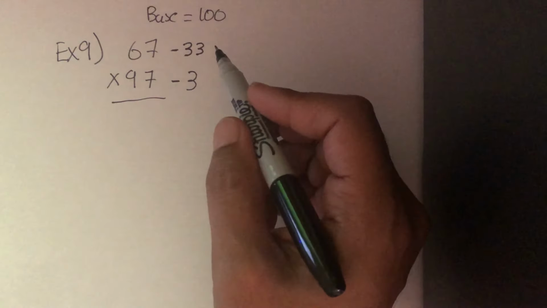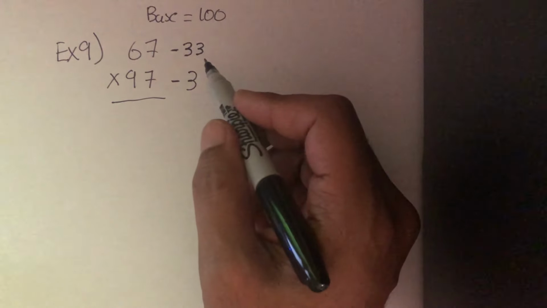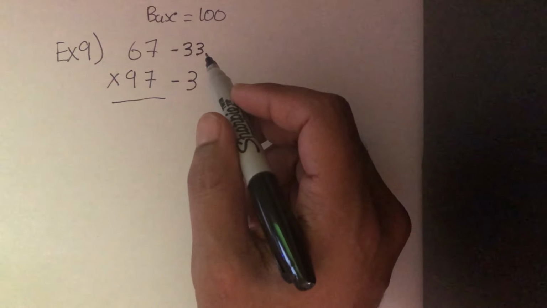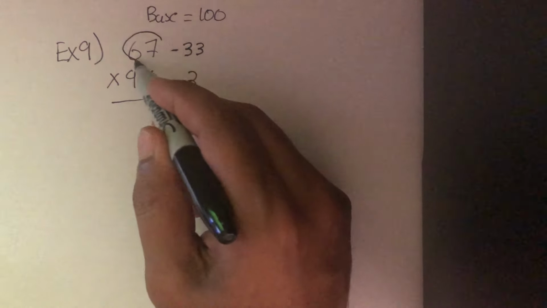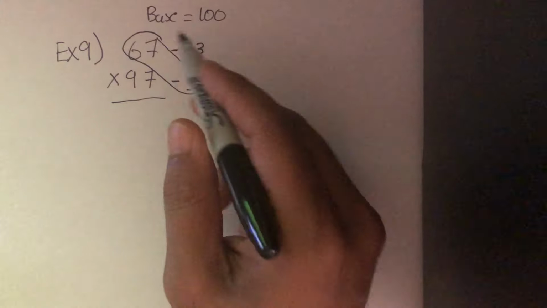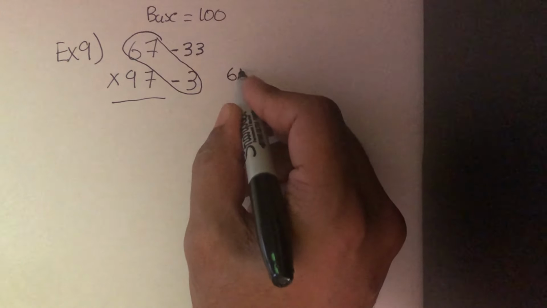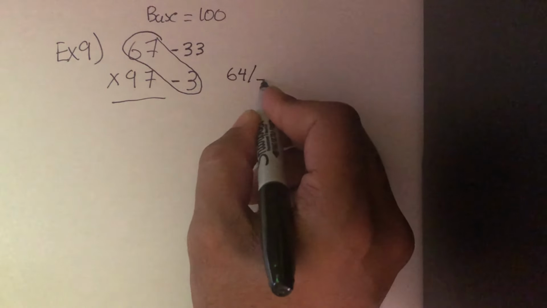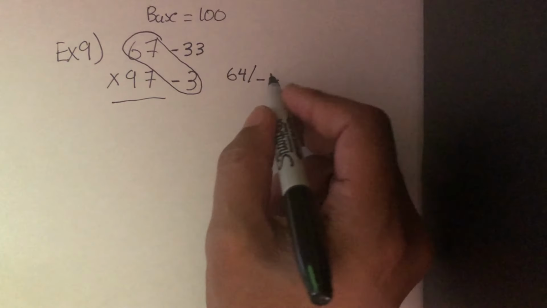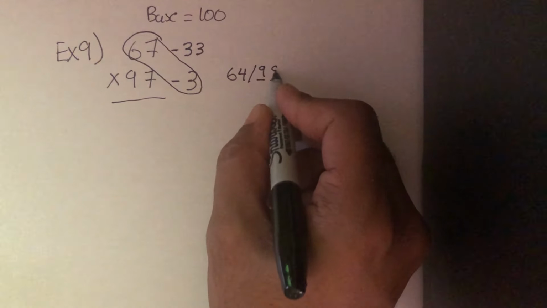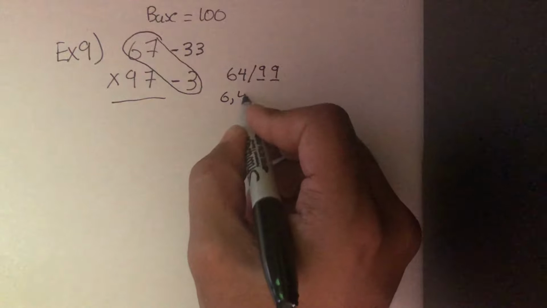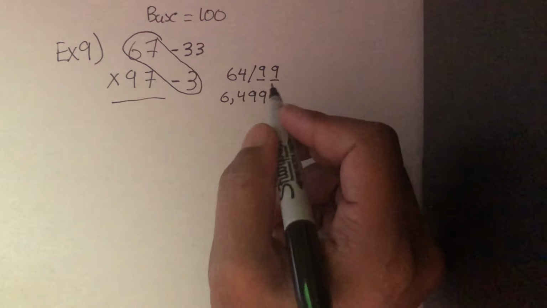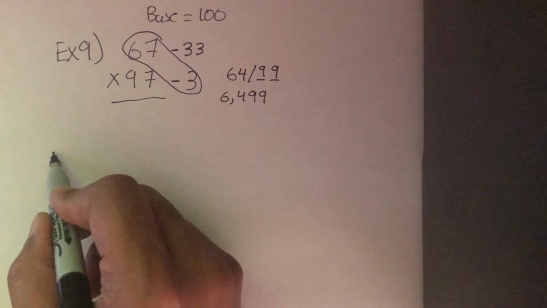You should watch my videos on subtraction if that doesn't make sense. So it's much easier to cross subtract this way. So let's do it. 67 minus 3 is 64. Second part of my answer should have 2 spaces. 33 times 3 is just 99. So my answer is 6,499. Let's keep on going. Let's do example 10 now.